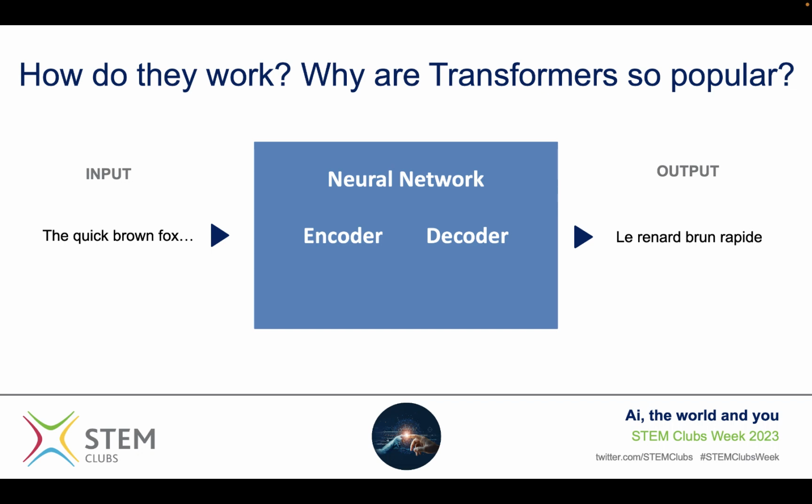So here, for example, we have a sentence, "The quick brown fox jumped over the lazy dog." It will be fed into the neural network and encoded and then decoded after processing. And in this case, we get the French version of this sentence as an output. But actually, transformers have many encoders and many decoders in there.